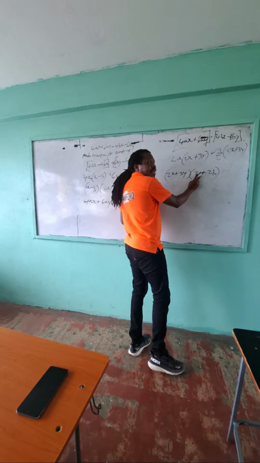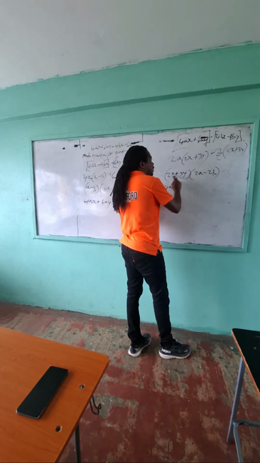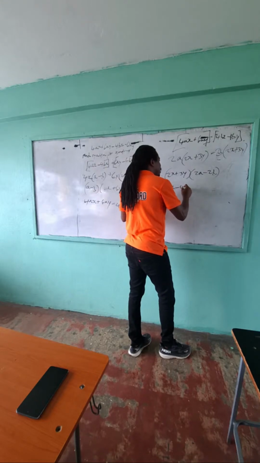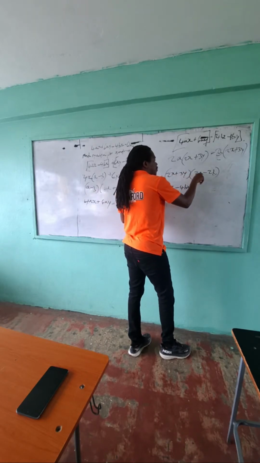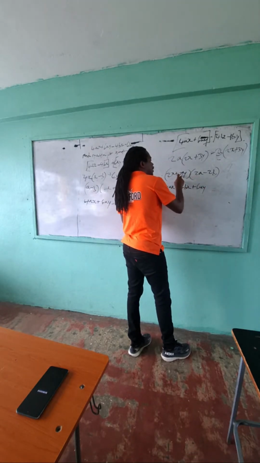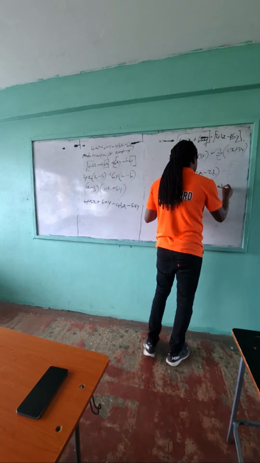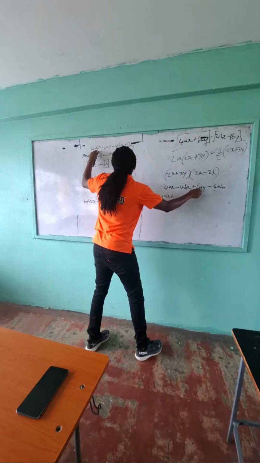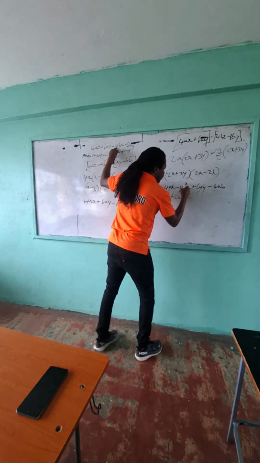2x times 2a, 4ax. 2x times minus 2b, that is minus 4bx. 3y times 2a, that's plus 6ay. And 3y times 2b, that's minus 6by. So we get 4ax plus 6ay minus 4bx.